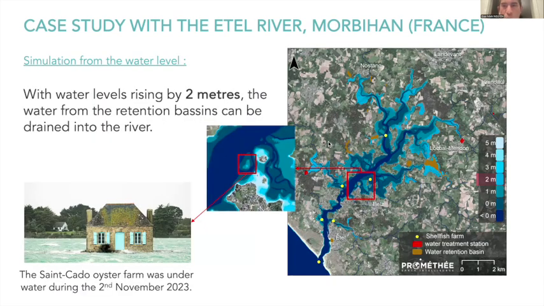With a simulation of water levels rising by 2 meters, we may observe that the water from the retention basins can be drained into the river, and this may clearly affect the quality of the water of the shellfish farm. As you may see on the picture, this simulation is very close to the reality, since we can see on the bottom left that oyster farm was underwater last November in 2023. So what we can simulate could be clearly not far from what is the reality, and not only in France.